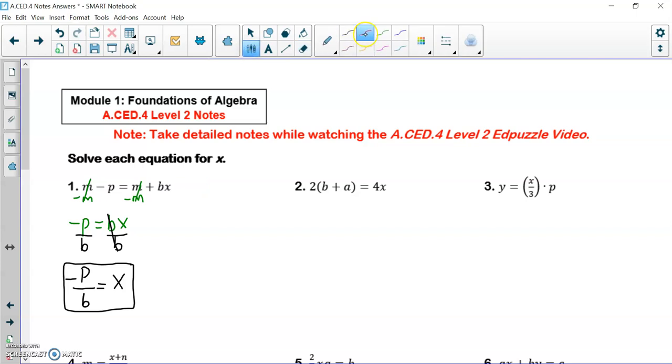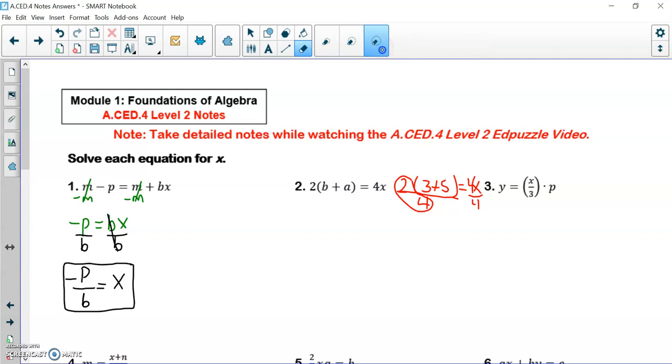So same with number 2. Number 2 could look something like this type of equation: a 2 times a 3 plus 5 is equal to a 4x. Well, if I'm just solving for x here, what I would do in this equation is I would just divide by 4 on both sides. And then I'd actually just simplify the 2 divided by 4.